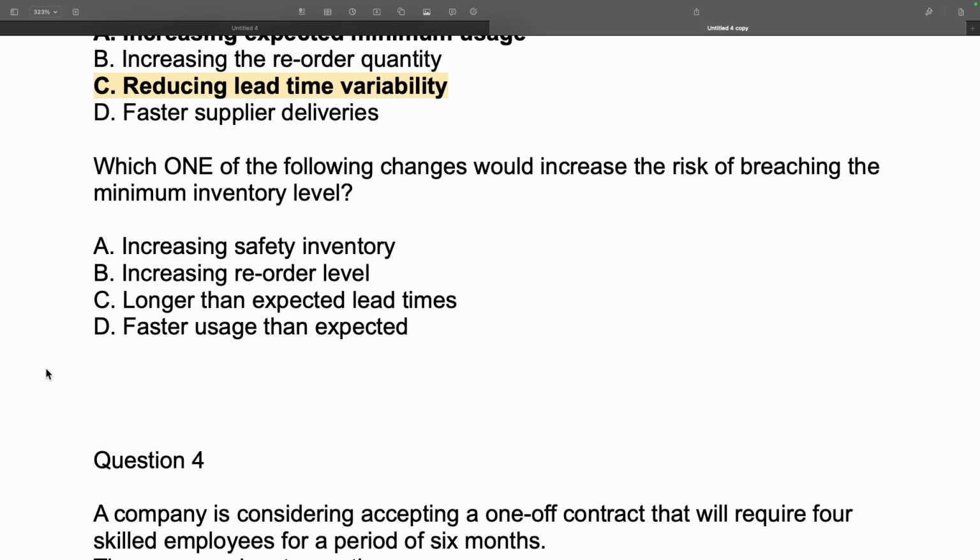Which of the following changes would risk the breaching of minimum inventory level? Okay, so here, which one of the following changes would increase the risk of breaching minimum inventory level? So you risk the breaching of minimum inventory level.